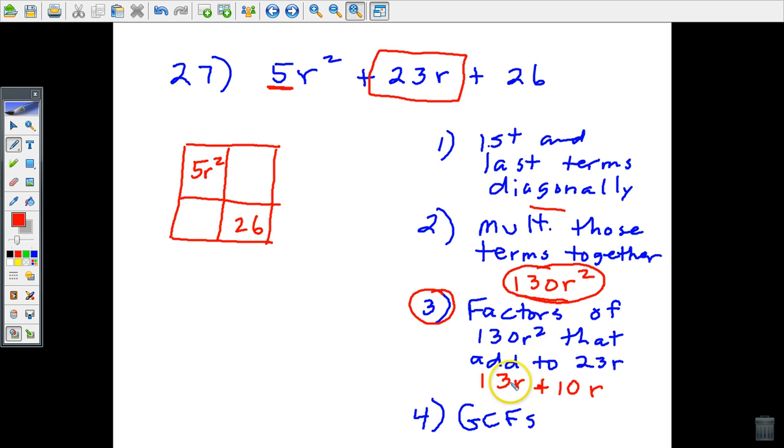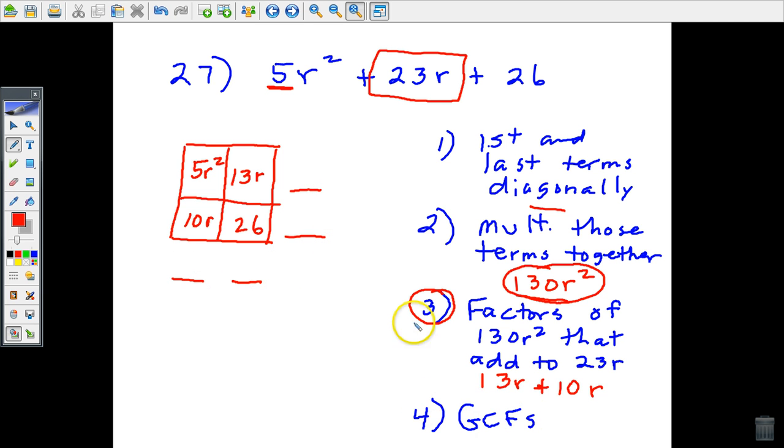And I came up with these. The factors of 130r squared would be 13r times 10r. And if I add those same two factors, I would get 23r. So those two factors are going to be placed in the other two squares. And it doesn't matter where. You could have switched places with these, and you would have still come up in the end with the correct answer. Okay, we're down to our final step.